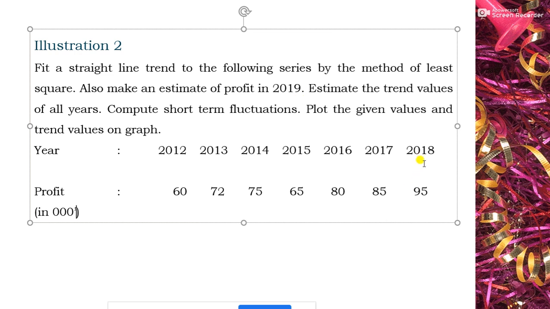Up to 2018 you will get the data. You have to estimate the 2019 profit. Then another question is estimate the trend values of all years. That is, you have to estimate the trend values for 2012, 13, 14, 15, 16, 17 and 18. Then again you have to compute short-term fluctuations. And finally, plot the given values and trend values on graph.